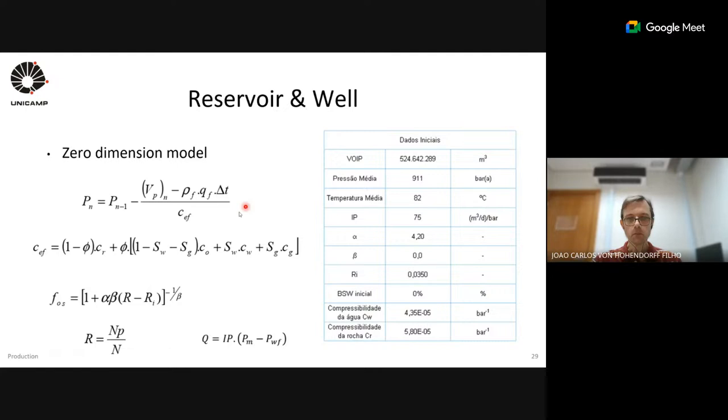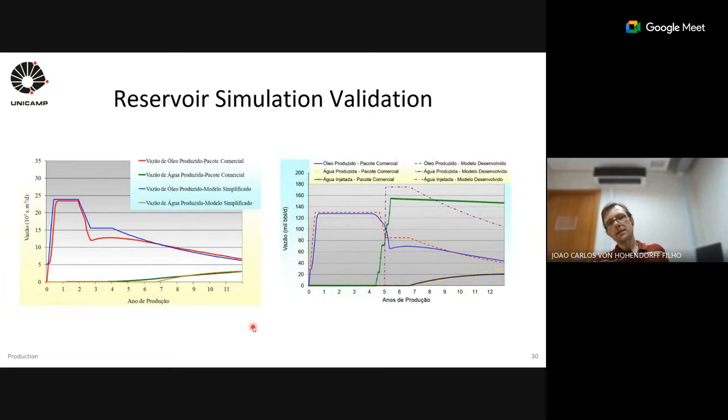Okay, and here I included the linear productivity index from the well. I consider the same for each well. An interesting evaluation because we compare the rates of water and oil, considering this simplified model with a reservoir simulation model. Okay, and we could obtain similar results. It's just to validate your model. But I think that it's enough for our study, okay?